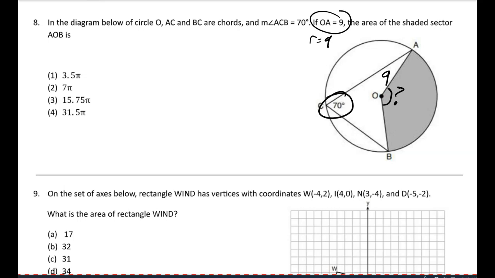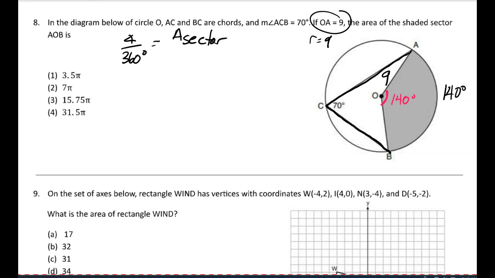So we've got to think about a reason why they gave us that 70 degrees. And remember, from the circles unit, if I've got an inscribed angle in a circle, it's half the arc that it intercepts. So arc AB, the measure of that arc, would be 140 degrees of that circle, which would mean that this central angle right here is 140 degrees, because that's the same as the arc that it intercepts. So I could set up a proportion: my central angle over 360 equals the area of the sector divided by the full area of the circle.